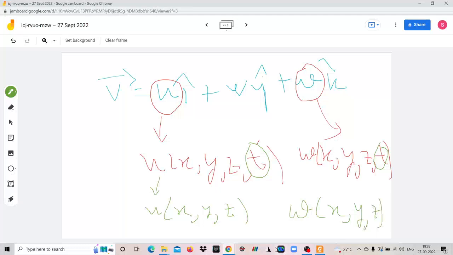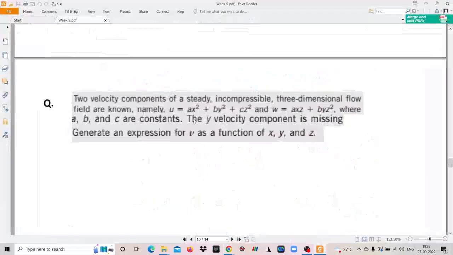Now the expression of u is given, which is ax square plus by square plus cz square, and the expression of w is also given, which is axz plus byz square, and you need to determine the expression for v. It is given that a, b and c are constants, and you need to generate an expression of v in terms of x, y, z. So please take 3-4 minutes and see how you can solve this problem, then we will discuss the solution.